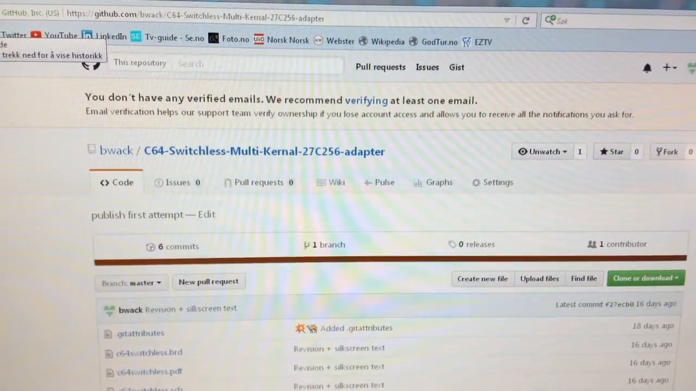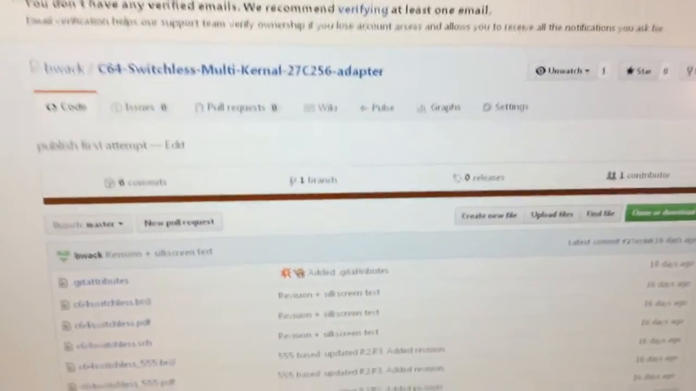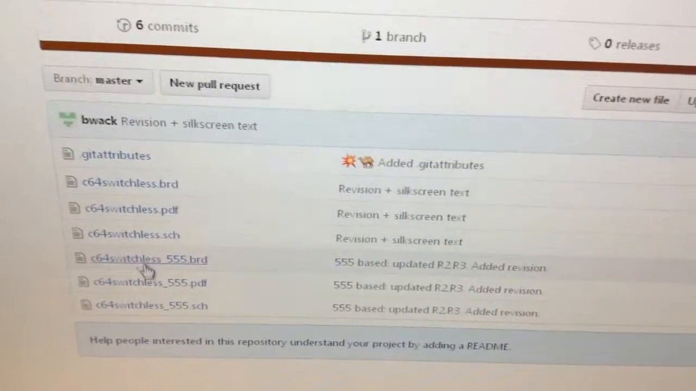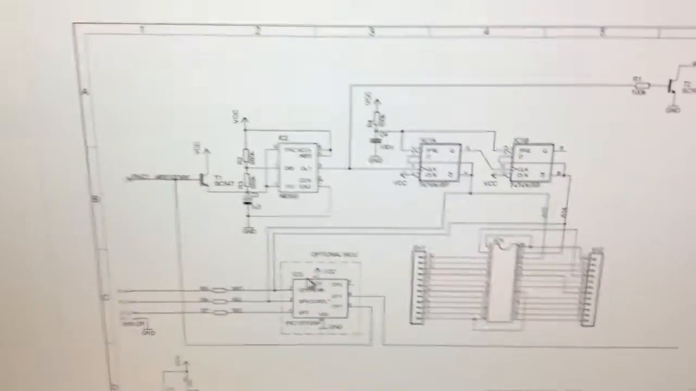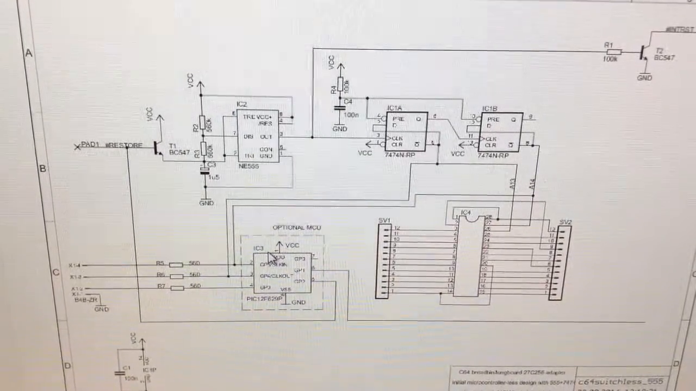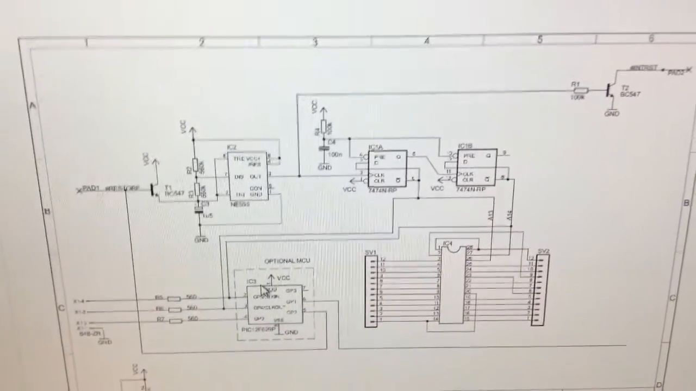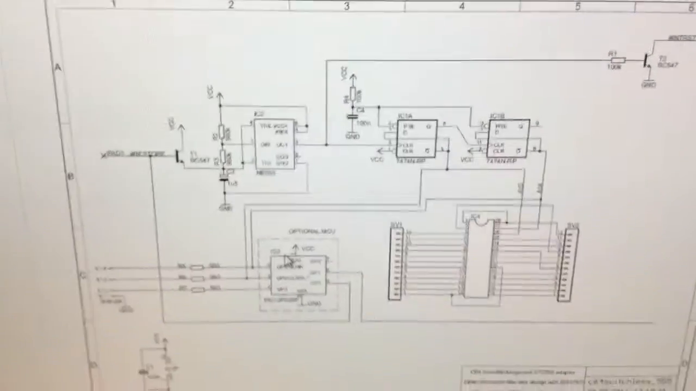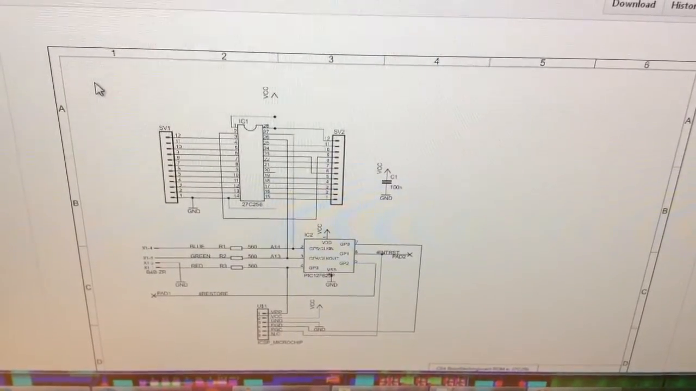Okay, so over at the GitHub you have the multi-kernel switchless C64 project, and you can see I also have a switchless 555, and that was the one you saw in my videos where I did the optional microcontroller. Then you have the digital flip-flops, but I thought maybe that was taking too much board space, so I went with the microcontroller alone. So you can see it's the same circuit, it is just the microcontroller.